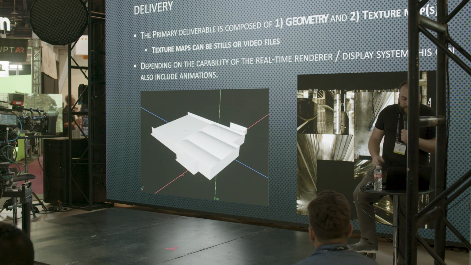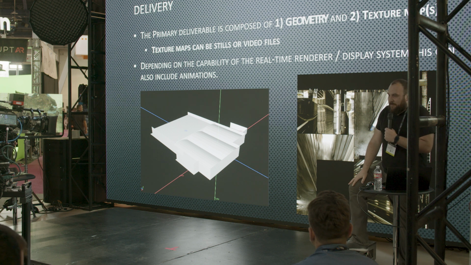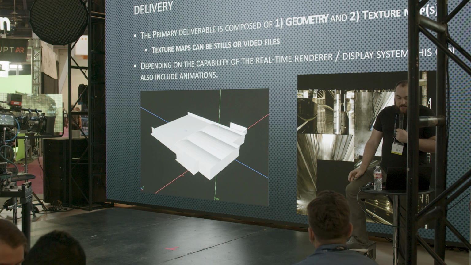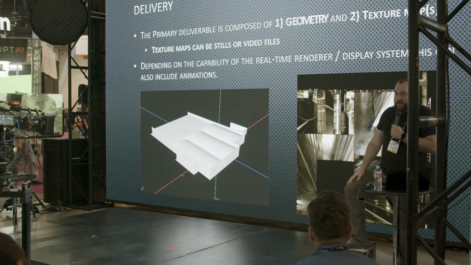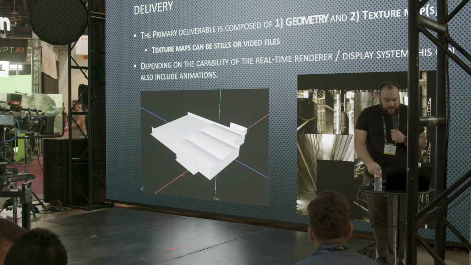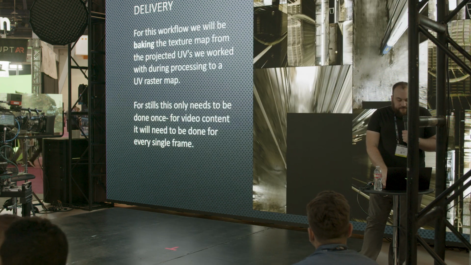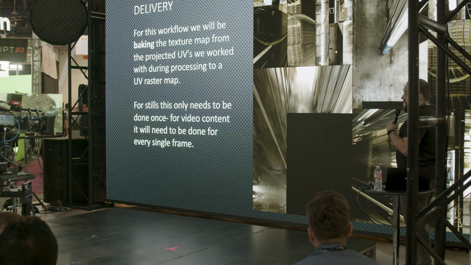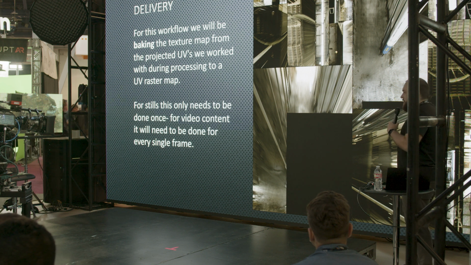And that can be transported through any number of intermediate formats. It could be FBX, USD, whatever. And depending on the capability of the real-time renderer, this can also include animations. So if you have trees waving, that sort of thing, it can all be baked in. That's particularly true with like Universal Scene Description. And then for delivery, we bake everything down to a single raster. So this is essentially what it looks like. Mostly nonsense, but to like a game developer, this probably looks pretty familiar.